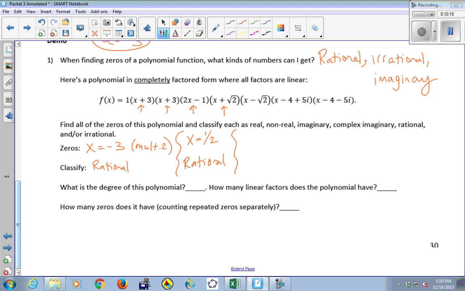Okay, x plus the square root of 2 is a factor, so what's the 0? Negative root 2. What kind of number is root 2, negative root 2? Irrational. Imaginary means it has an i in it. And the negative is not under the square root. I see what you're thinking there. That is irrational, not imaginary. And then my next factor, x minus root 2, means that my 0 is x equals positive root 2, which is also irrational.